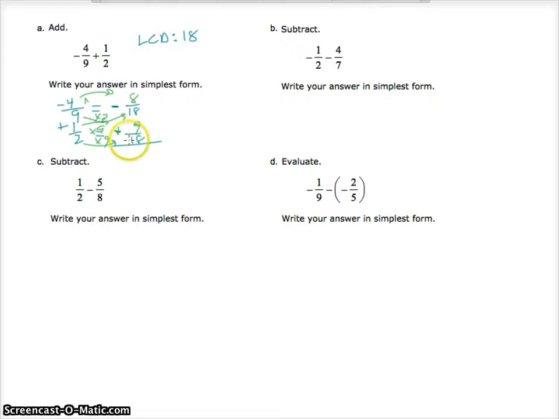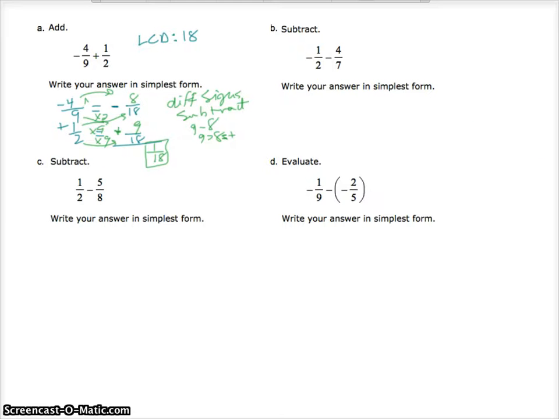So here's my new problem. Negative 8/18 plus 9/18. I've got different signs. So I'm going to subtract. I'm going to subtract 9 minus 8, which gives me 1 over 18. And 9 is larger than 8, so it's positive. So my answer is 1 over 18.